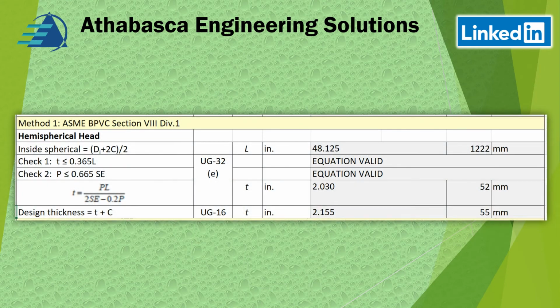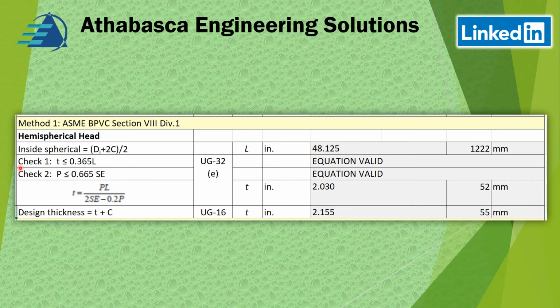So let's just go through this hemispherical head equation. I'm going to call this method 1 because method 2 is the Division 2 version. Again, we're going to take that inside spherical head, and then we're going to make the adjustment for the corrosion allowance. This is one way to do it. You can use the radius, of course, and you make that adjustment as slightly larger.